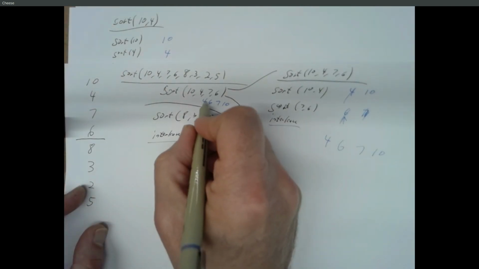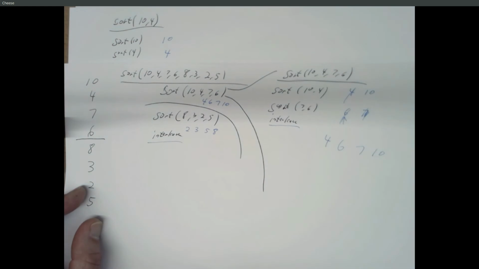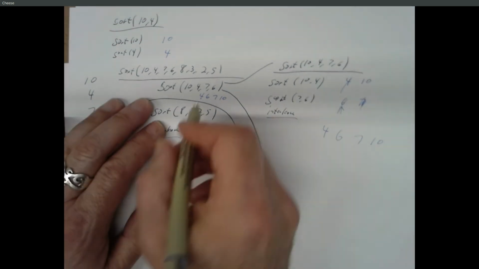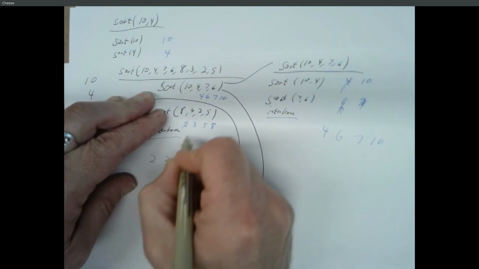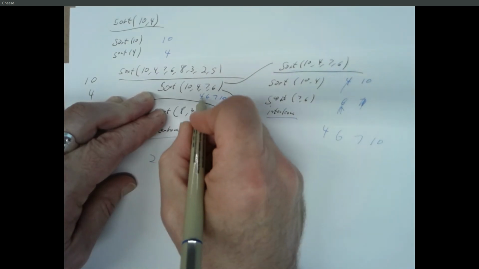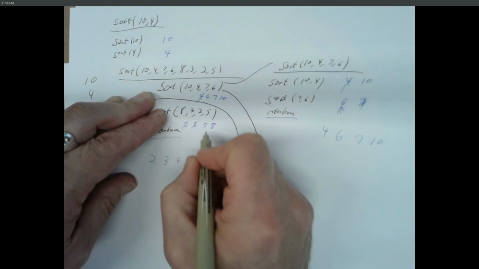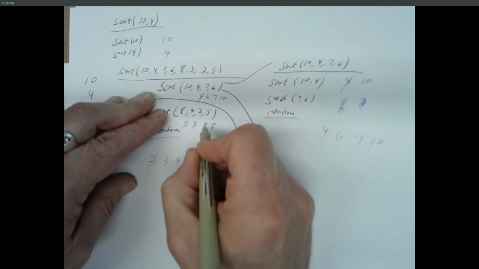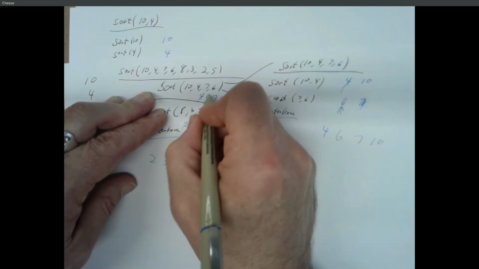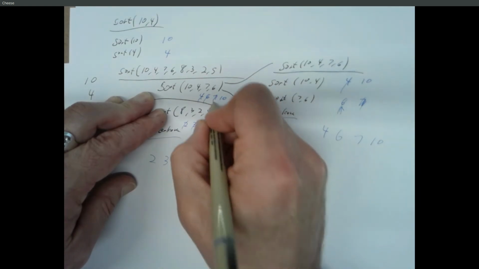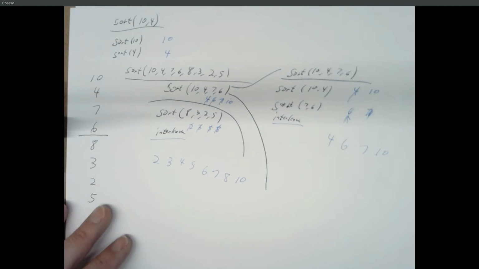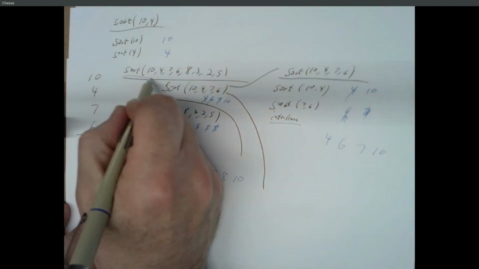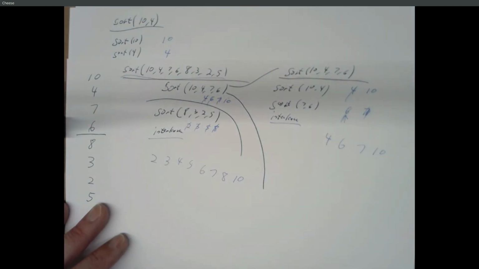And then we're going to interleave this number array with that number array. So compare the 2 to the 4, we'll take a 2. Compare the 3 to the 4, we'll take a 3. Compare the 5 to the 4, take the 4. Compare 5 to 6, take the 5. 6 to 8, take the 6. 7 to 8, take the 7. 10 to 8, take the 8. 10 to nothing, take the 10. And that's what our original call to sort's going to return.